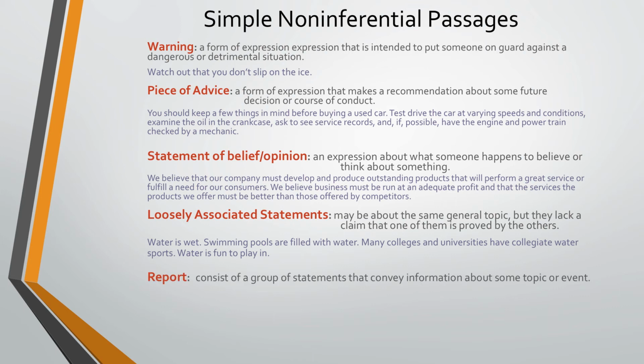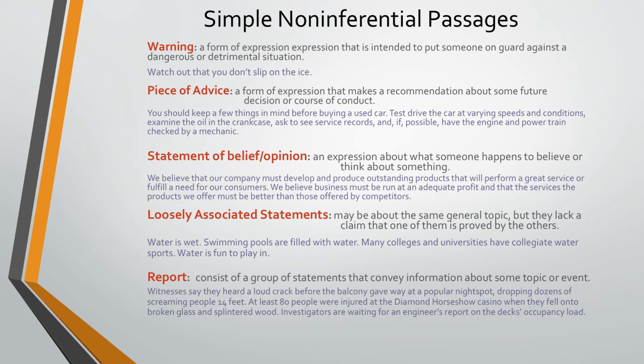A report consists of a group of statements that convey information about some topic or event. Here's an example. "Witnesses say they heard a loud crack before the balcony gave way at a popular night spot, dropping dozens of screaming people 14 feet. At least 80 people were injured at the Diamond Horse Show Casino when they fell onto broken glass and splintered wood. Investigators are waiting for an engineer's report on the deck's occupancy load." Again, because the reporter makes no claim that these statements imply anything, there is no argument.